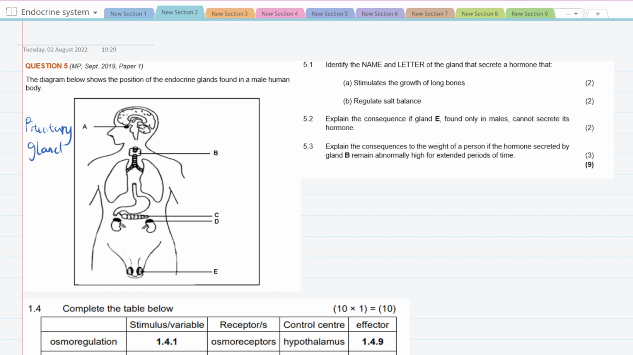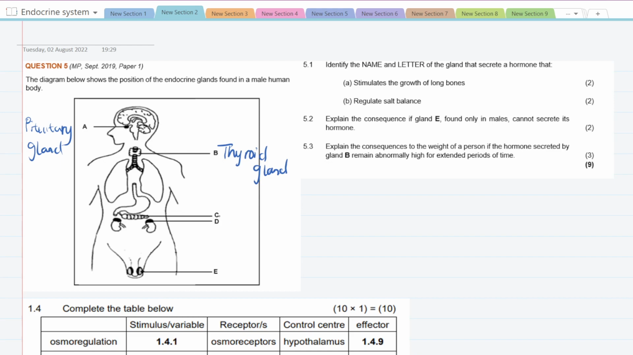Then let's look at B. Well, this looks like a thyroid gland. It is found around your trachea or your larynx, your voice box, or your air pipe.